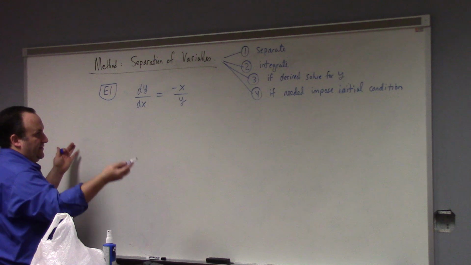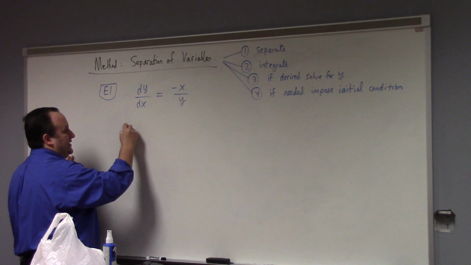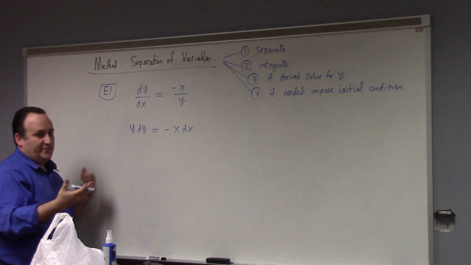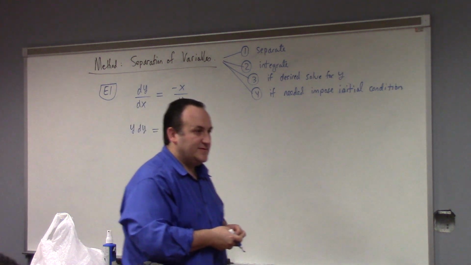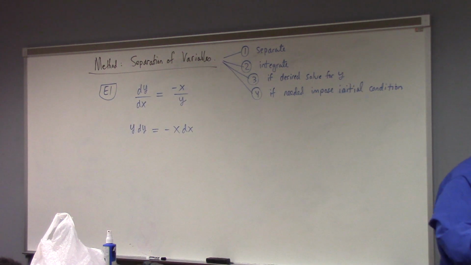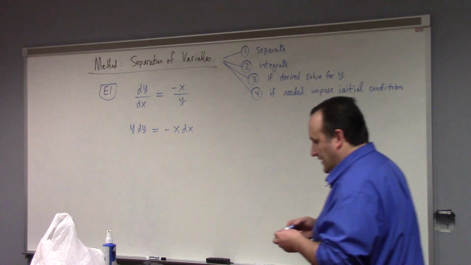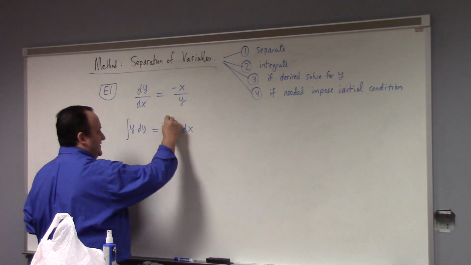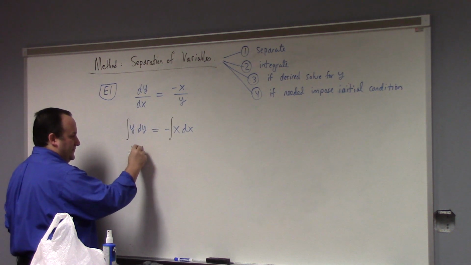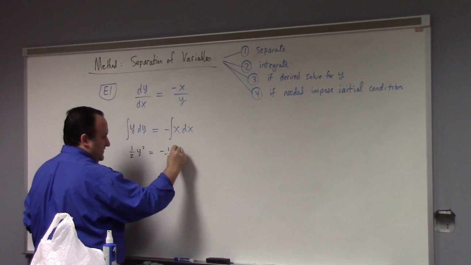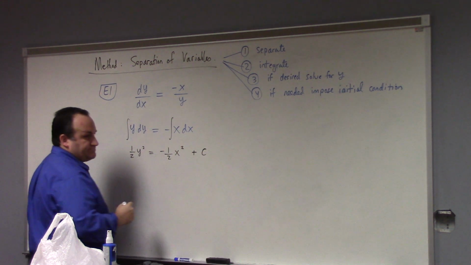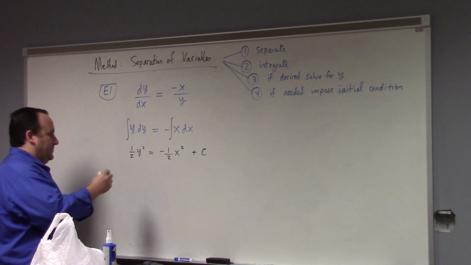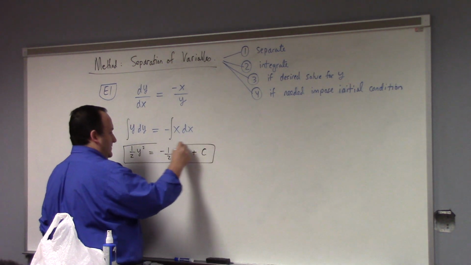So, all right, separate, first of all. So that looks like this. We've got y dy equals minus x dx. I have separated the variables. You see why that's called separating them? Not especially surprising, right? Put all your x's on one side, all your y's on the other, and then integrate. So you're like, I can do this. 1/2 y squared equals minus 1/2 x squared, and got to add a constant, right?